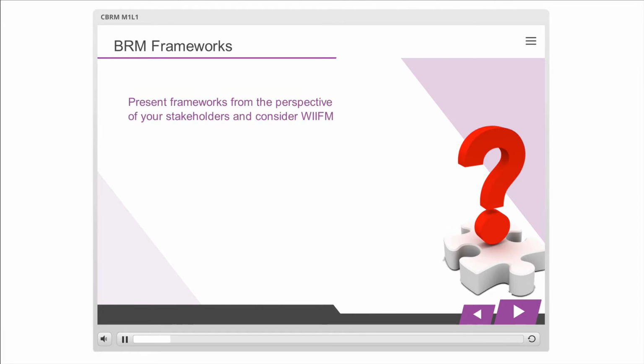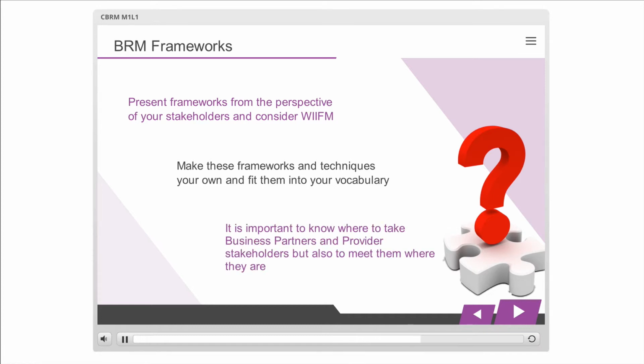Present frameworks from the perspective of your stakeholders and consider what's in it for them, also known as WIFM, or the What's In It For Me factor. You need to consider how to make these frameworks and techniques your own, and how to fit them into your enterprise context and vocabulary. It is important for you to know where you must take business partners and provider stakeholders, but also to meet them where they are, building on the known.